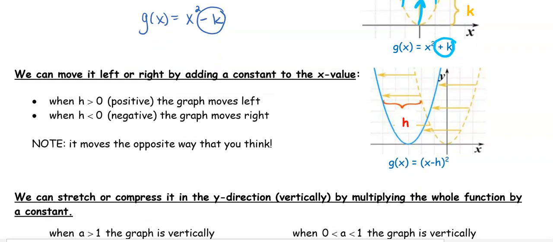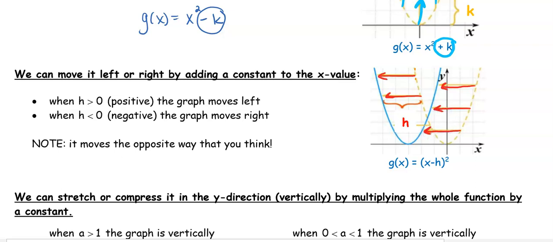Now the next translation is when you can move it right or left. And when we move it left or right, we are changing the x value. Moving it up and down changes the y value. This one is a little bit more complicated. We see again that our parent function here is in this orange, gold, yellowish color. And we took that entire graph, and you see the arrows. We moved our graph to the left.